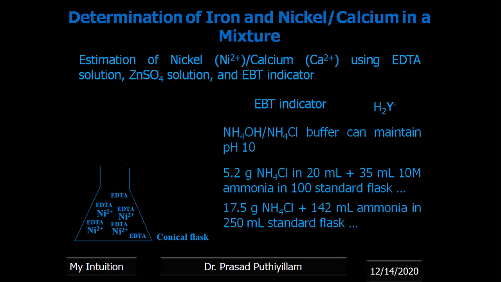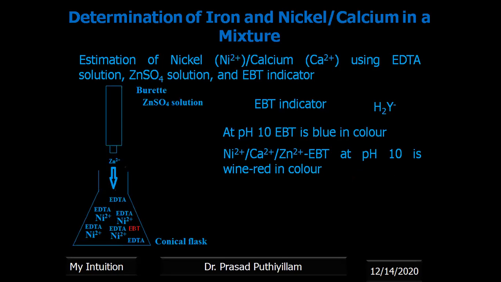If you want a large amount of buffer, for many titrations or a whole batch of titrations, then a large amount of buffer solution will be prepared: around 17.5 gram of ammonium chloride and 142 ml of ammonia in a 250 ml standard flask. It is diluted and made up to the mark, shaken well for uniform concentration.